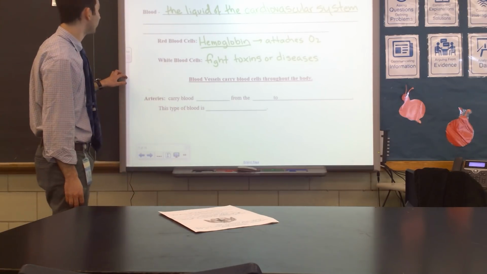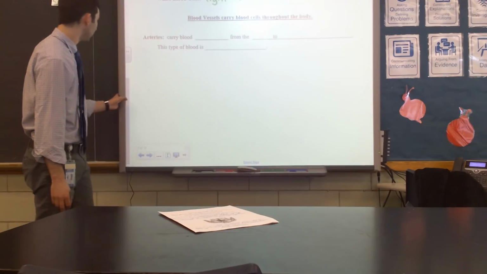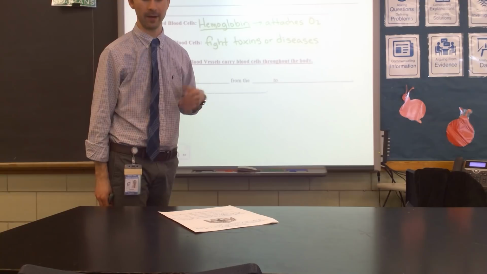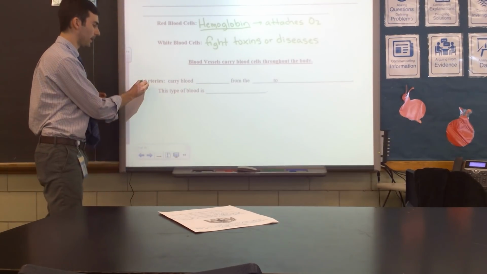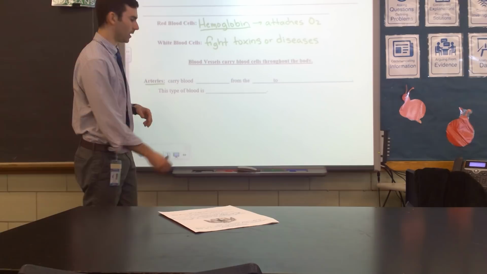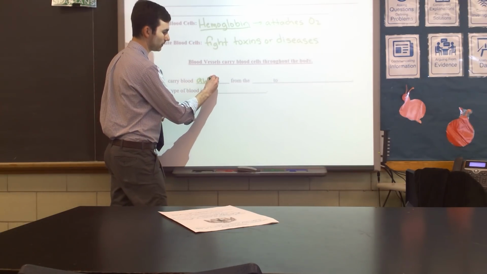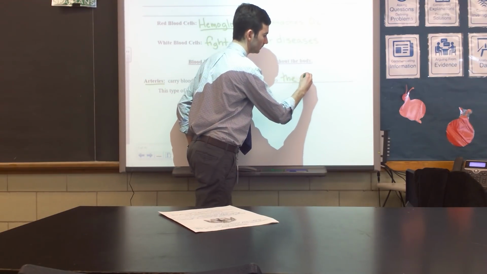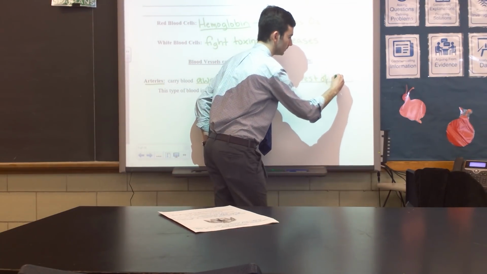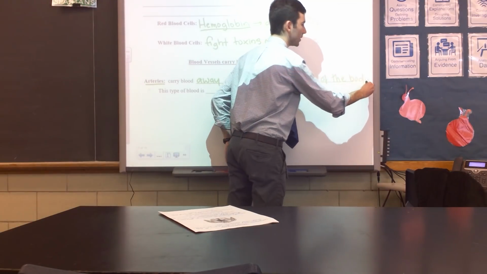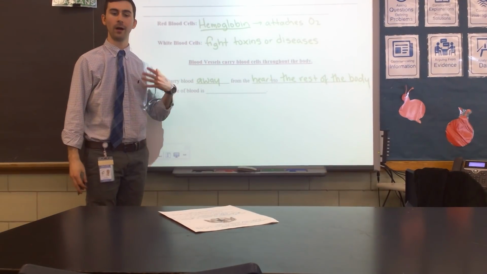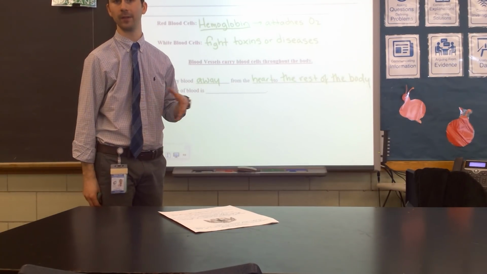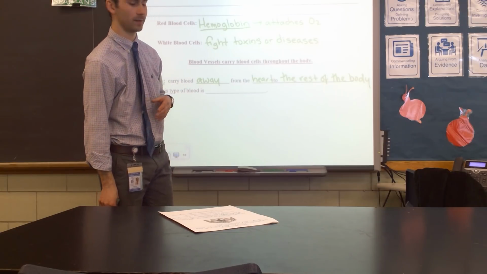There are different types of blood vessels. A blood vessel is going to be just a specific type of tube that carries blood in a certain direction. So the first type of blood vessel that we're going to talk about are arteries. And arteries are going to carry blood away from the heart to the rest of the body. So I like to remember arteries away. All arteries are going to be carrying blood away from the heart to the rest of your body to deliver those nutrients, those oxygen molecules to where they're needed.